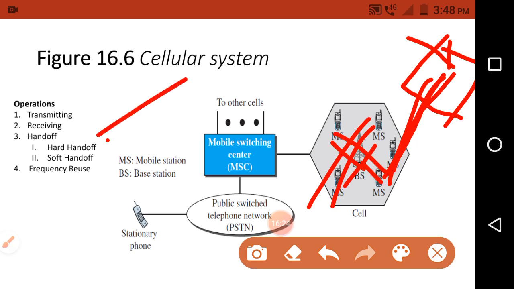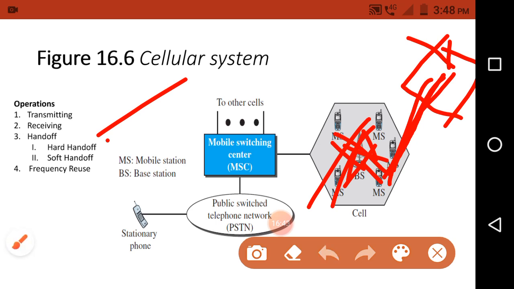Because of this hard handoff, some calls will be cut in the middle, because the connection with the previous base station is terminated. For that reason the call will be cut in the middle. That is what we call a hard handoff.